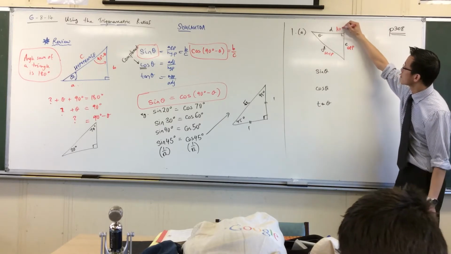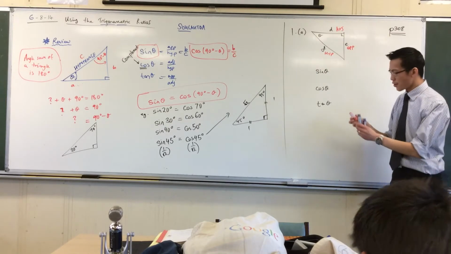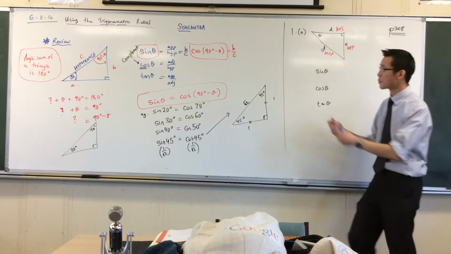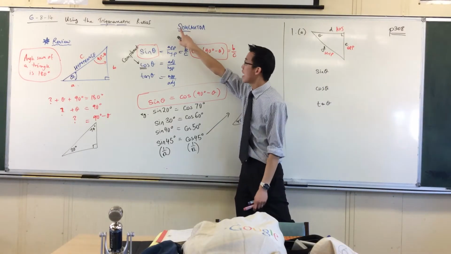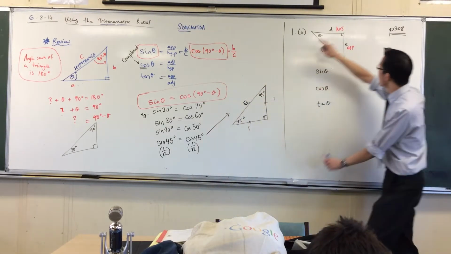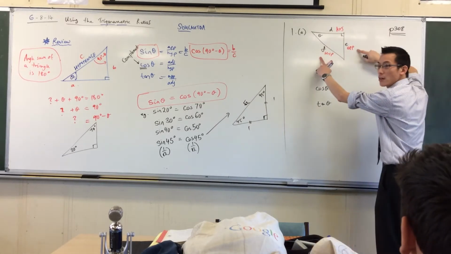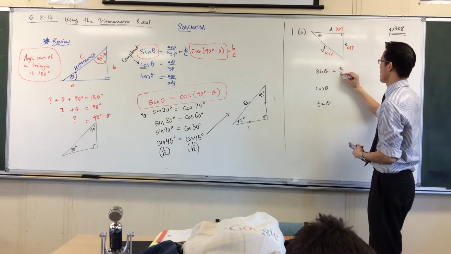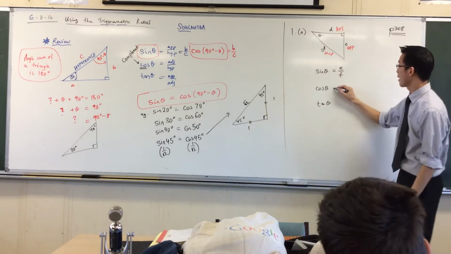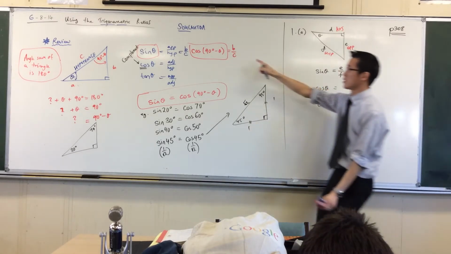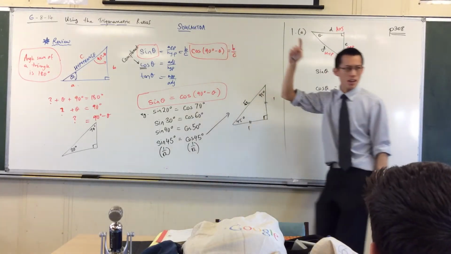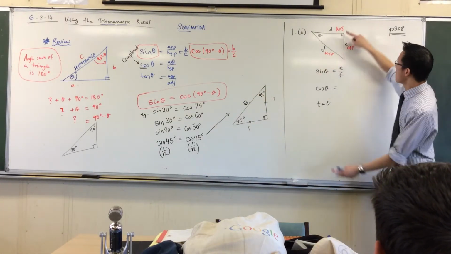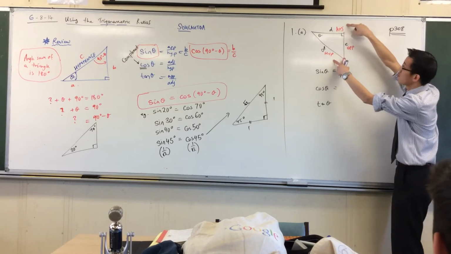So I would say sine theta, I'm going back to SOHCAHTOA now. Sine is opposite on hypotenuse. Opposite on hypotenuse. E on F. That's it. That's all it's equal to. Simple. Cos is SOHCAH, C-A-H, adjacent on hypotenuse. Adjacent on hypotenuse. D on F.